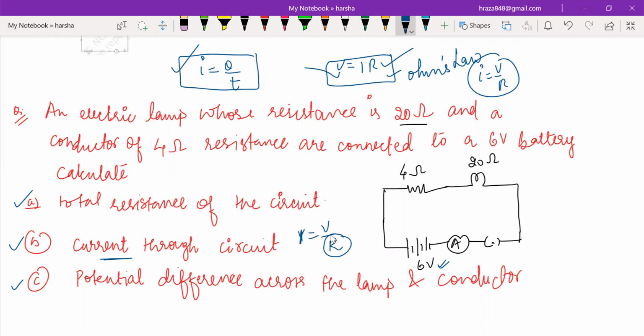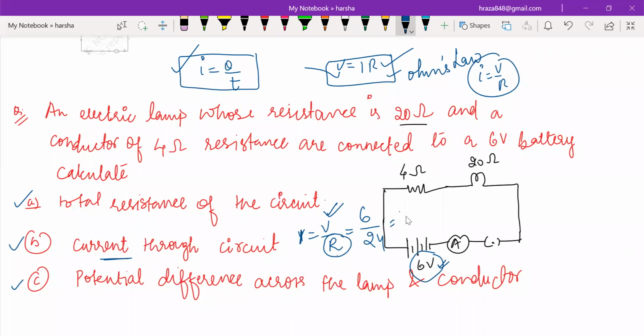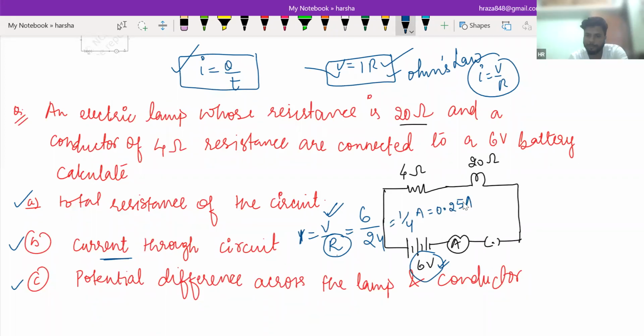Yes, sir. This R will be, V is 6 volt now. What you just did, I think you calculated 24 by 6, right, Harsha? Yes, sir. And what is the value? You can see what is the value of V? 6, right? And what is the value of R? That is 24. You just inverse it, put the value wrong. Okay, sir. So this is basically 1 by 4 ampere, or you can say 0.25 ampere.